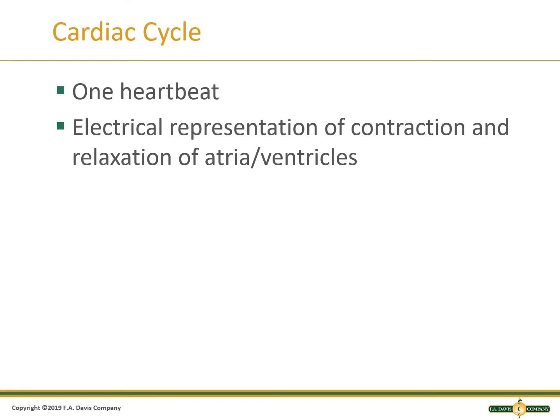Cardiac cycle is the period from the beginning of one heartbeat to the beginning of the next. Cardiac cycle is the electrical representation of the impulse that stimulates depolarization, which is contraction, and repolarization or relaxation of the atria and the ventricles. An easier way to remember the difference between depolarization and repolarization is that both repolarization and relaxation start with the same RE. A typical cardiac cycle is made up of P wave, QRS complex, and a T wave.